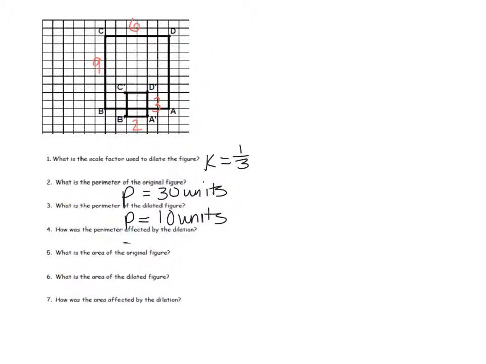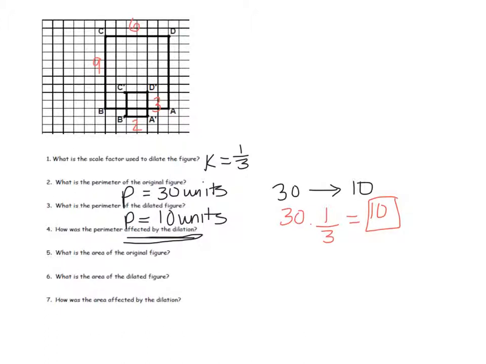Now they ask, how was the perimeter affected by this dilation? Well, what is the effect of 30 to 10? If we think about what the scale factor did to the sides, if it's reducing each of these sides by 1/3, it effectively reduces the entire perimeter also by 1/3. And we can prove that: the original perimeter of 30, if I multiply that by 1/3, I find that 1/3 of the original perimeter is my new perimeter, 10 units.